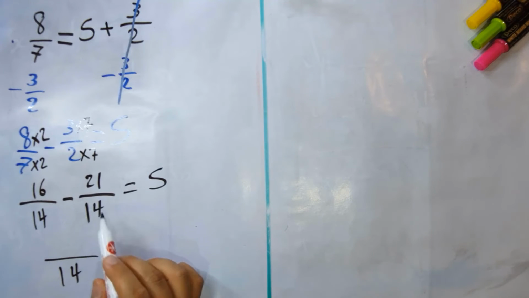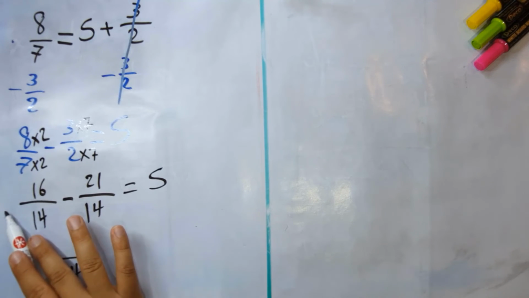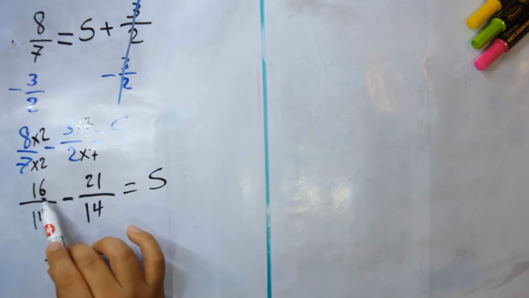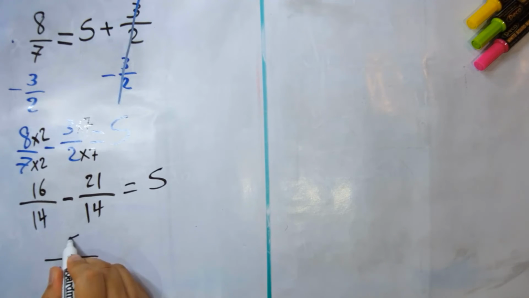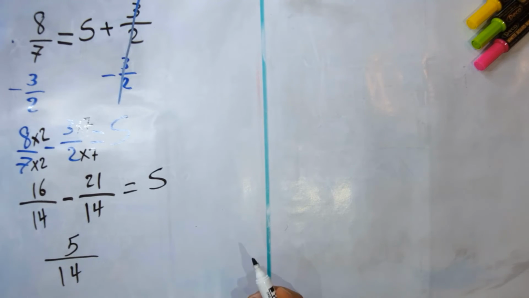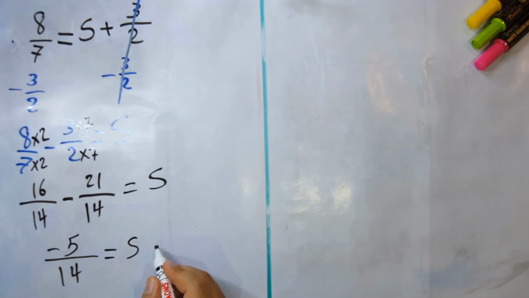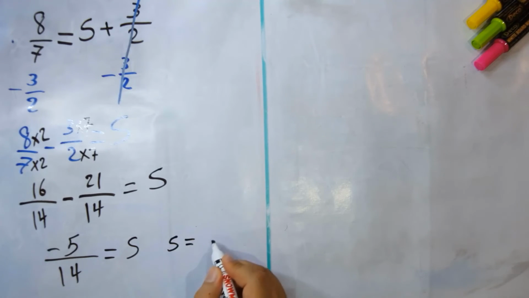16 minus 21. These two have different signs, positive and negative, then do minus. 16 minus 21 or 21 minus 16 is what? Is 5. And put the greater sign. Whose number is greater? 21 or 16? 21. 21 is what? Negative. Then the answer will be negative. Any simplify? No. Now negative 5 over 14 equals S, or we can set S equal to negative 5 over 14.